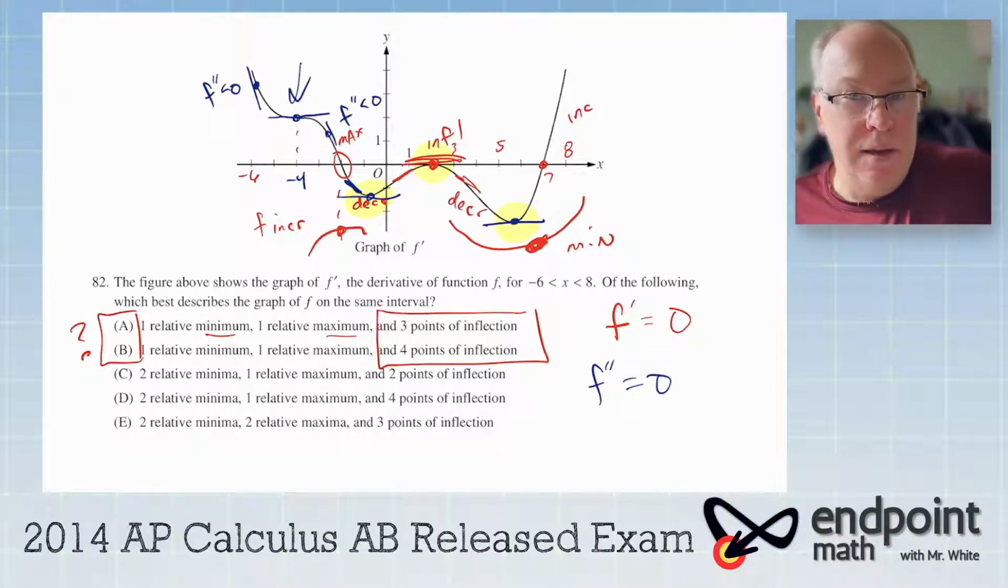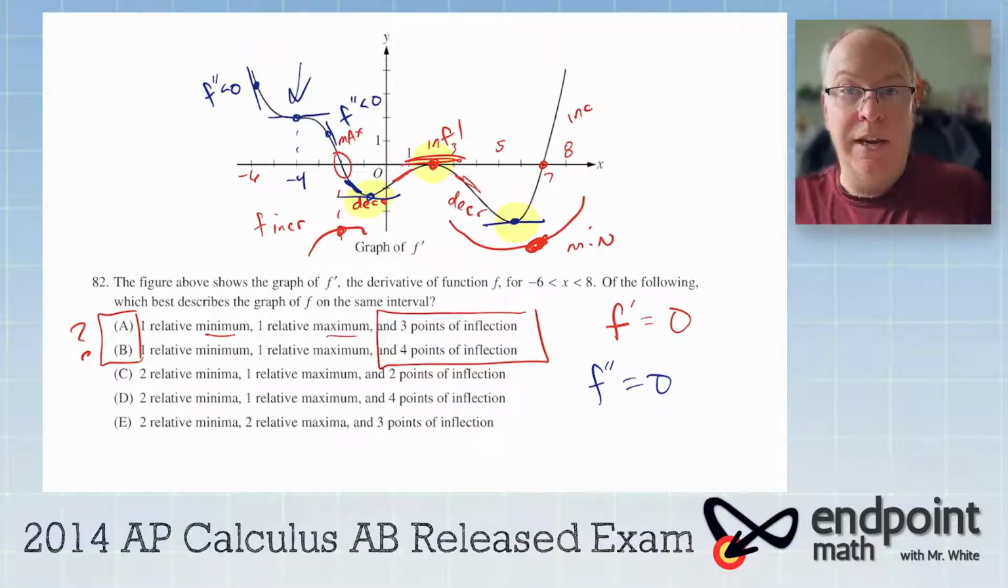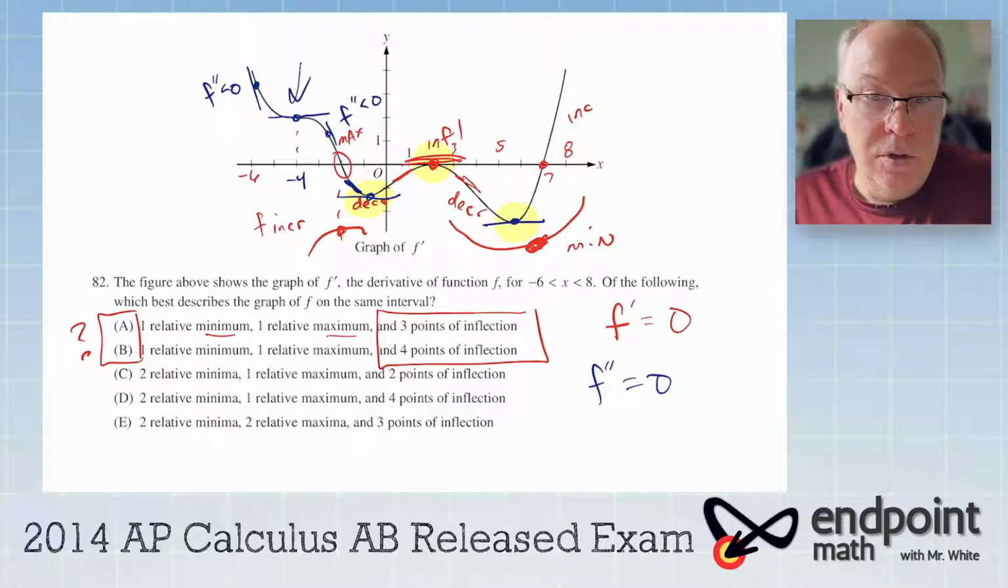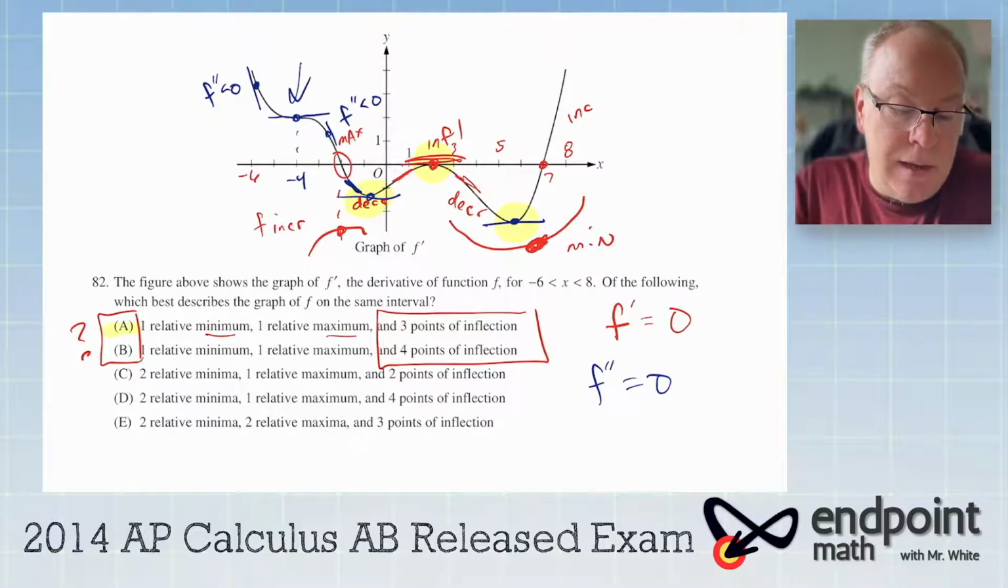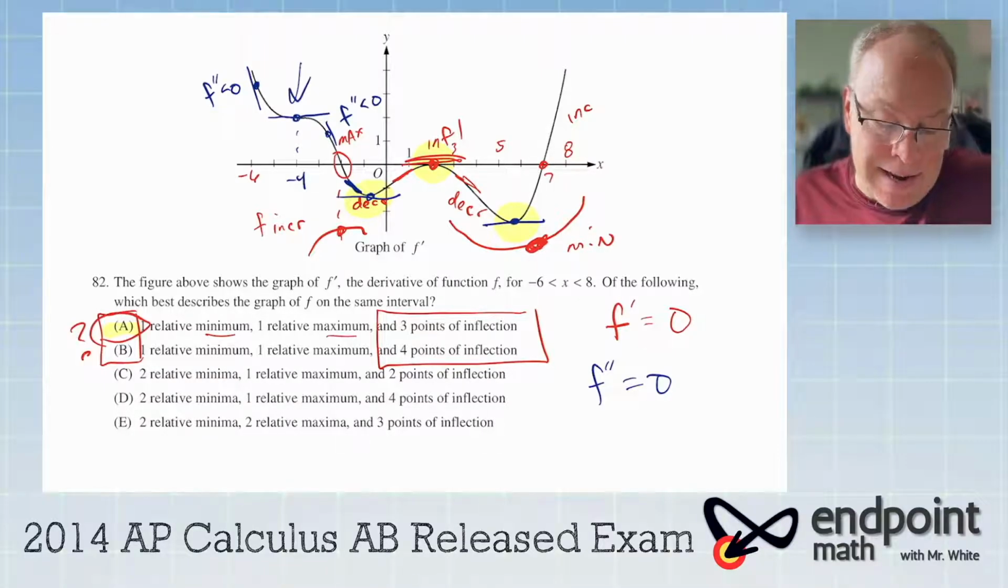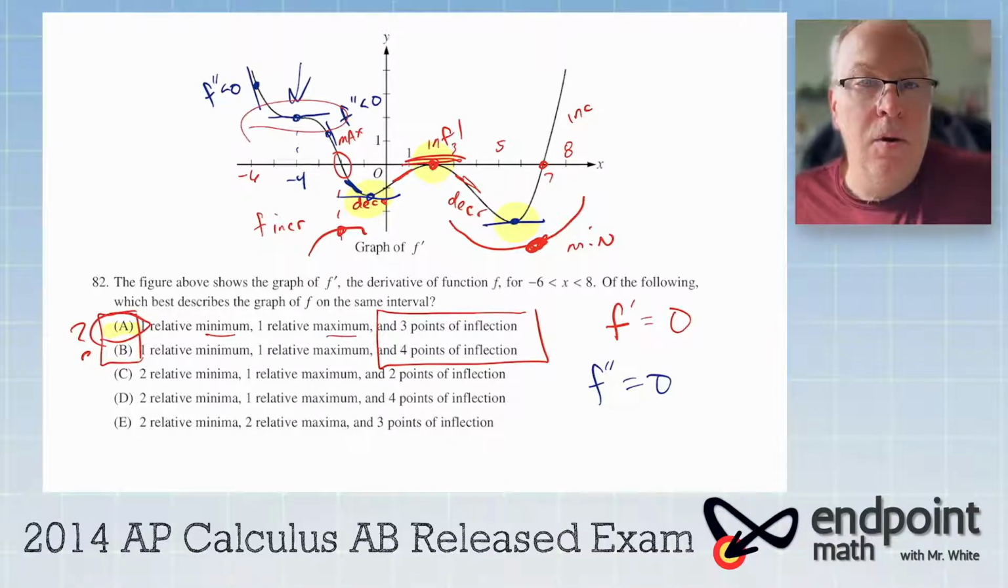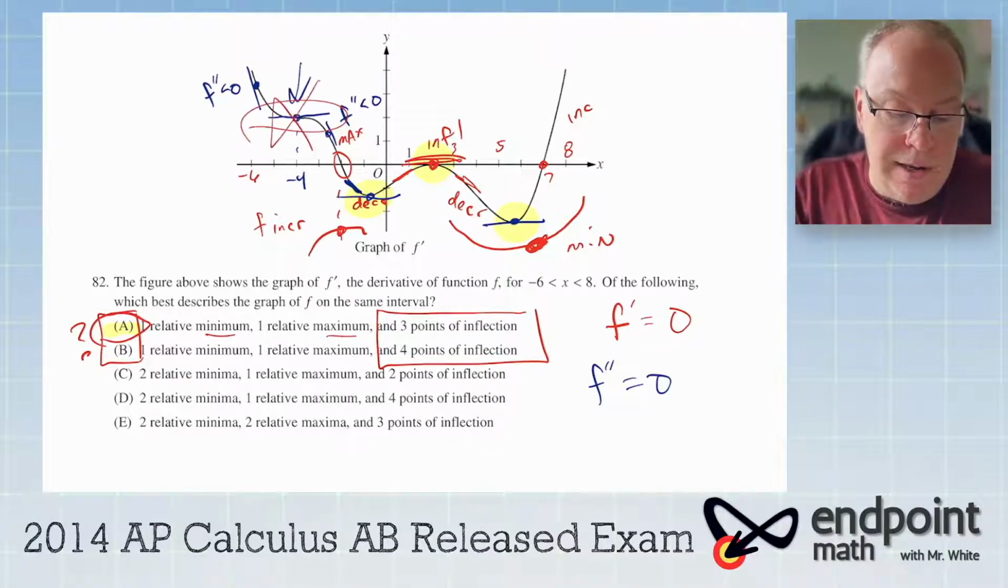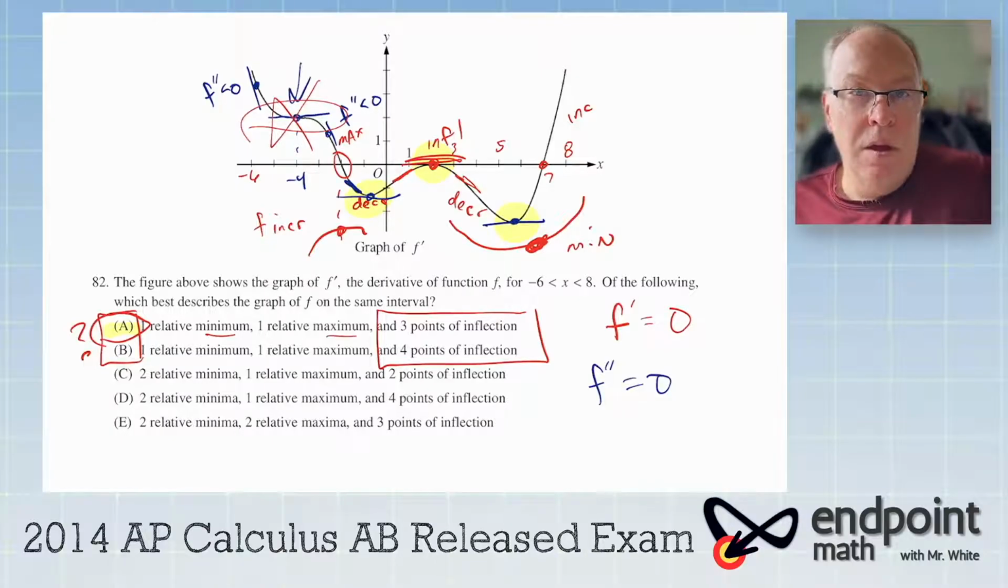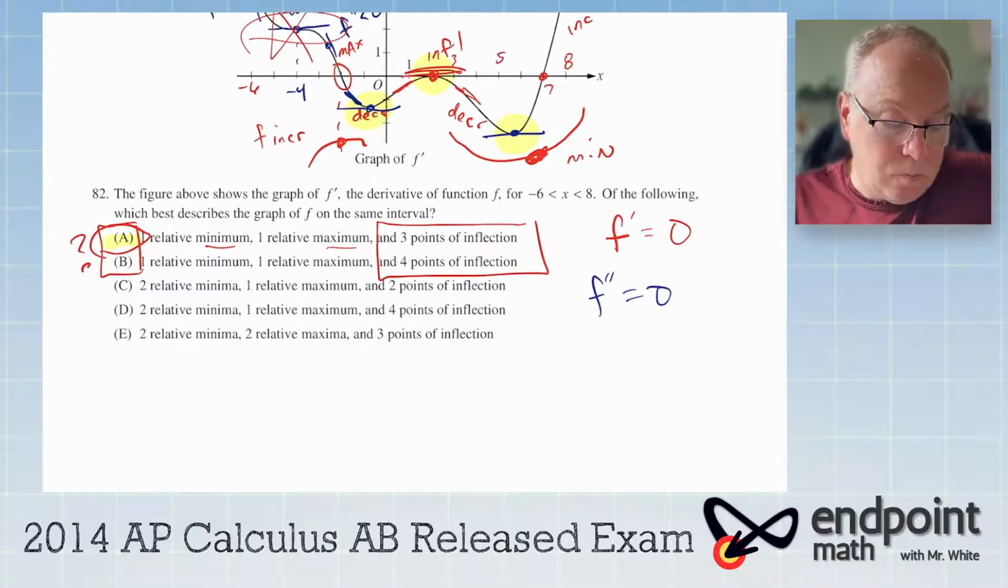And it's because the slopes have changed signs at those horizontal tangents. So the answer is A. The answer is A. It's not 4. Some students would say 4 because of this horizontal tangent here, but this was not an inflection point. Hopefully that all made sense.